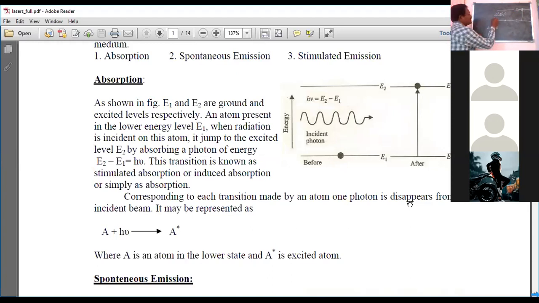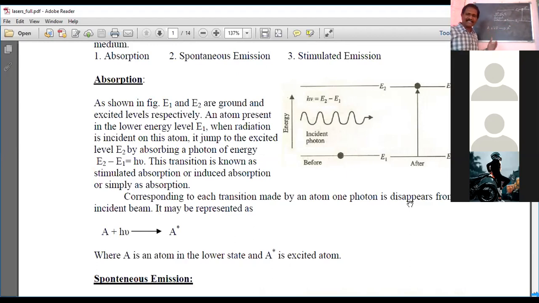You should understand this as an incident photon, and now this atom is holding this. Let us say if this is A, atom A, this is treated as A star. It means A, provided with energy h nu, is going to be excited. A star represents the excited state of an atom.